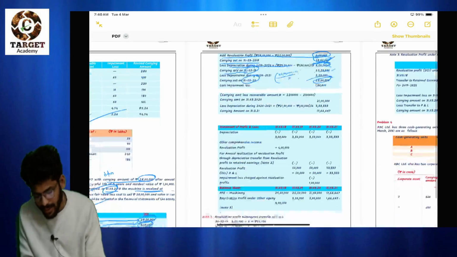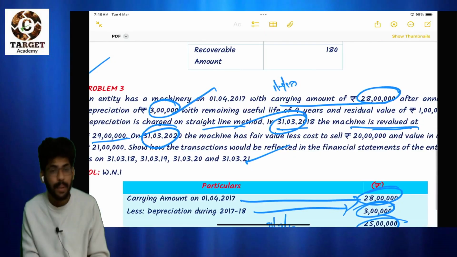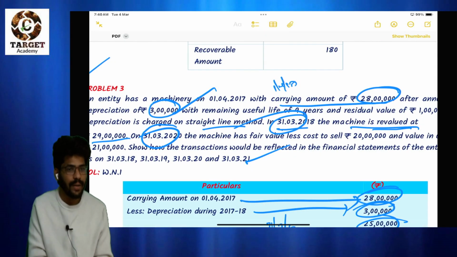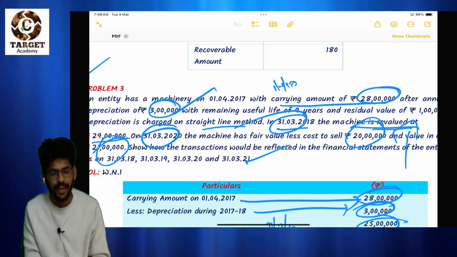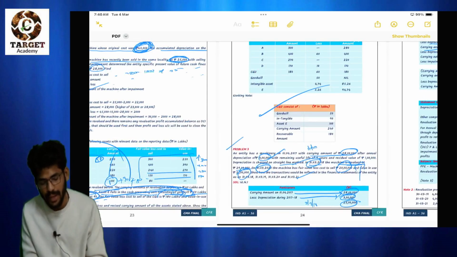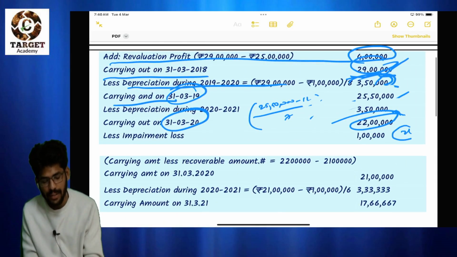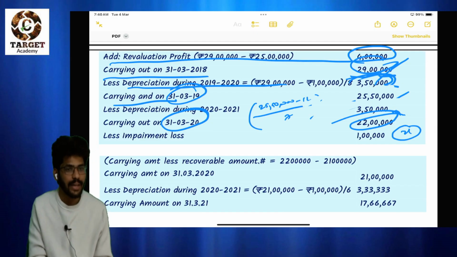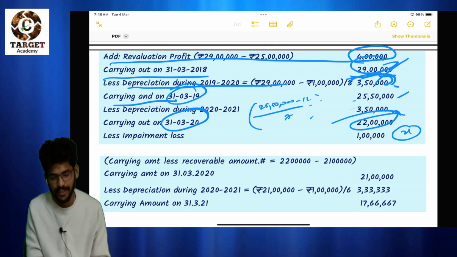On that date, in the given question, they have given a recoverable amount. What is the recoverable amount? Recoverable amount is equal to fair value less cost to sell or value in use, whichever is higher. 20 or 21? Whichever is higher, then we will get the recoverable amount. As of now, the carrying amount is 22 lakhs. Recoverable amount is 21 lakhs, which means the carrying amount is more than the recoverable amount, and the difference is known as impairment loss. Clear? It's a simple question, sir.